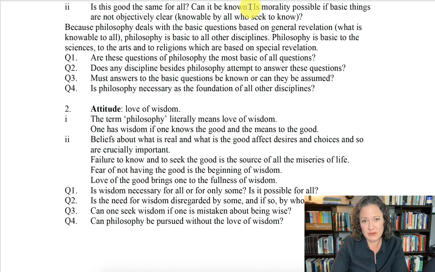See, going back to epistemology. Is morality possible if basic things are not objectively clear? So if we can't know, period, then we can't talk about good and evil. We can't talk about justice or social justice. And if basic things about God and man and good and evil aren't clear to reason, then the good isn't going to be clear to reason, and there's no good life that we can talk about. And there's no source of unity for humans.